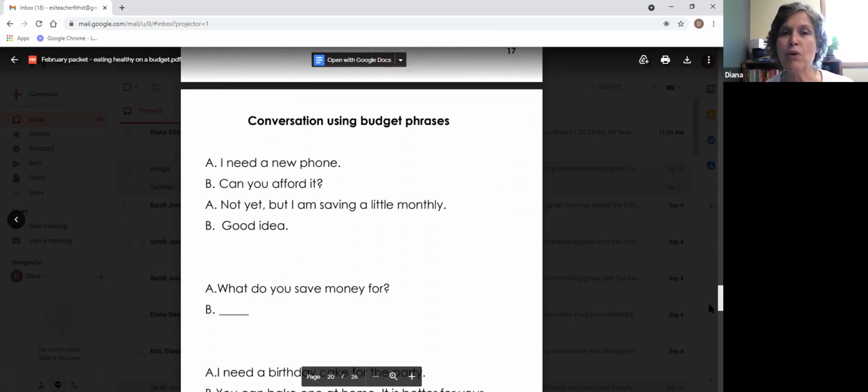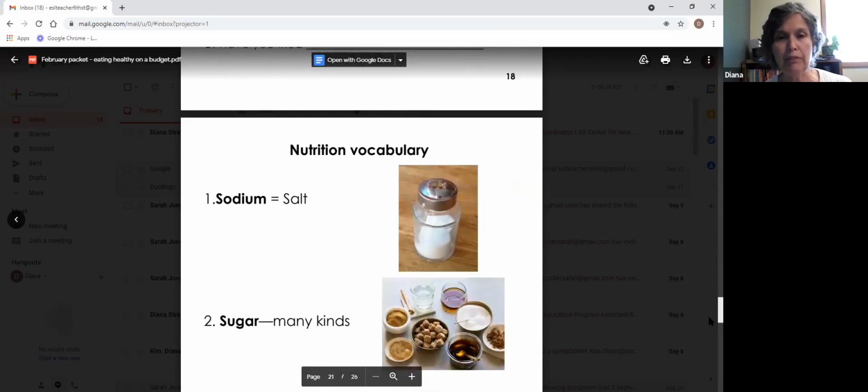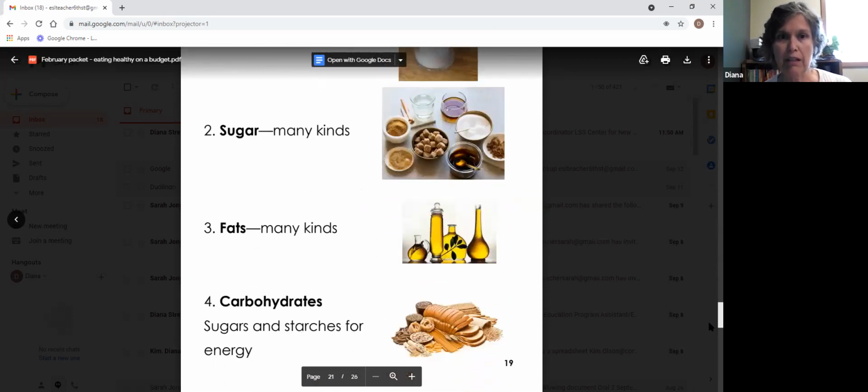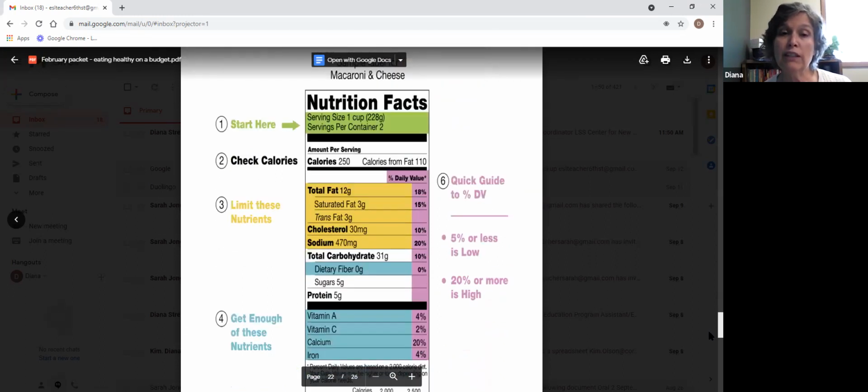So then we had some more conversations that we learned. And they have the print in front of them, but they were taught, and then we did these conversations without the paper. Right? Then we talked about nutrition. And we looked at the nutrition labels.